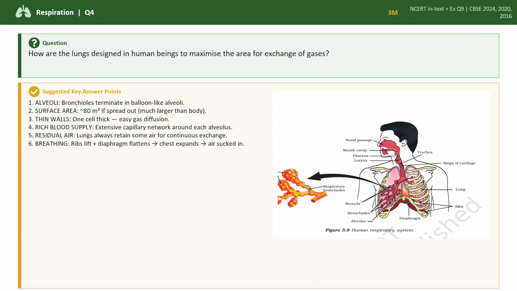Then they have thin walls, so easy gas diffusion takes place. They have a very rich blood supply and also residual air. So continuous exchange of gases will happen there. And then breathing: ribs will lift, the diaphragm flattens and our chest expands. That is why air is sucked in.